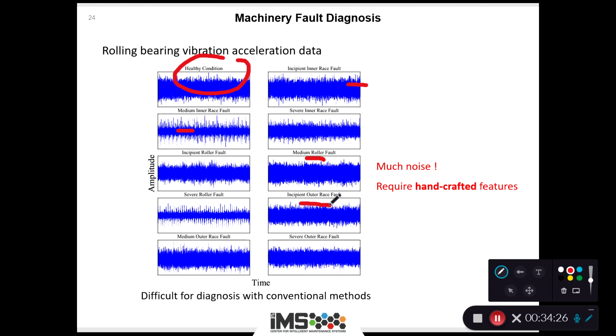So in different bearing health conditions, we collect the vibration data, and we can see that it is pretty messy, and there is actually a lot of noise in the data, either from the sensor or from the machine. So if we extract handcrafted features, it will be pretty time consuming and sometimes not effective. So we could just use deep learning for this problem.